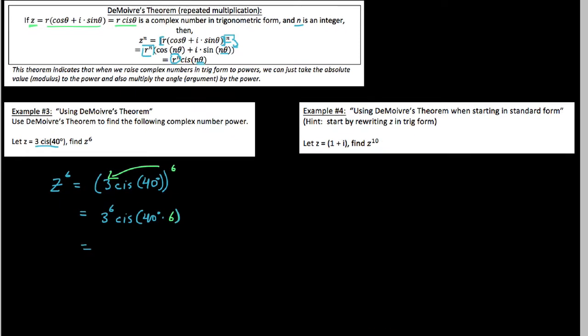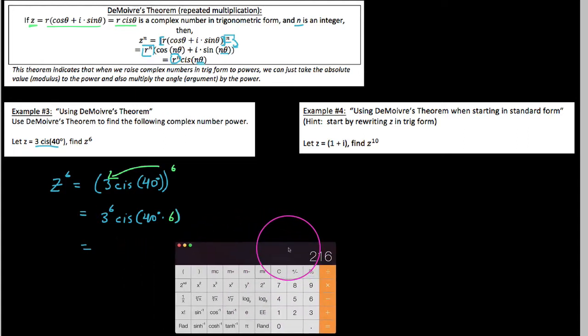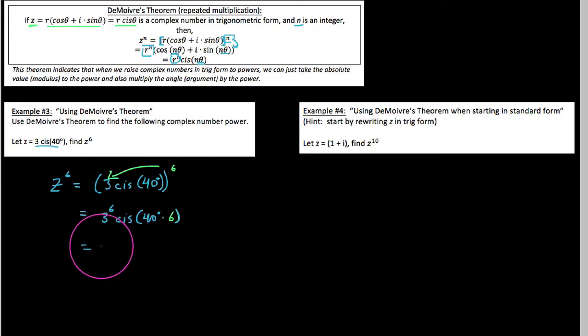So we end up with 3 to the 6th power. Let me check that: 3 times 3 is 9, 9 times 9 is 81, 81 times 9 is 729. Sorry for the delay there, I was having trouble with the calculator. So we get 729 cis 240 degrees.